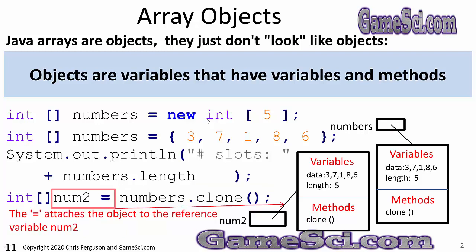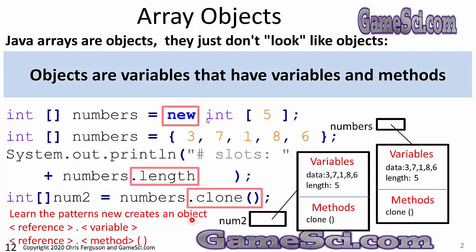When I'm done making the copy, I will assign the copy to a new reference variable called num2. And you can see that num2 points to the clone or the copy of the object. The equal attaches the object to the reference variable num2. I want num2 to point to this object, just like numbers points to that object. The clone makes a copy. I have 2 objects. I now have 2 reference variables.